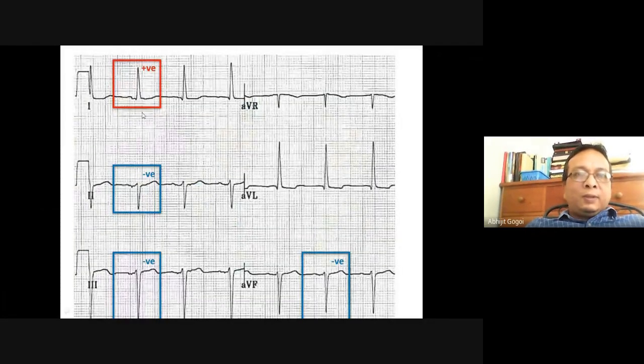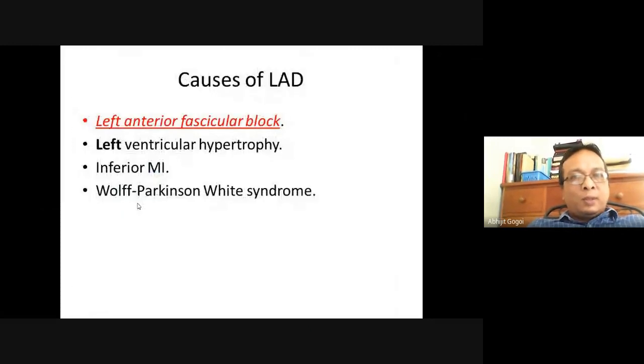So in this ECG, lead 1 is positive, upright QRS. Lead 2 is negative, downward QRS. That's why this is a left axis deviation. So the common cause of left axis deviation, you can understand, is left anterior fascicular block.